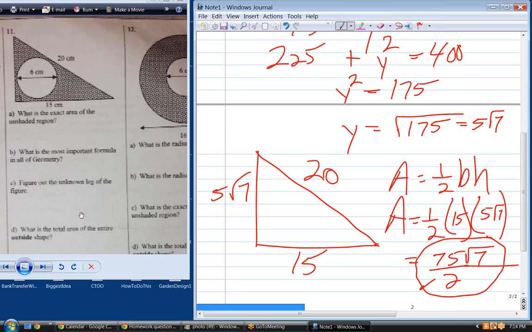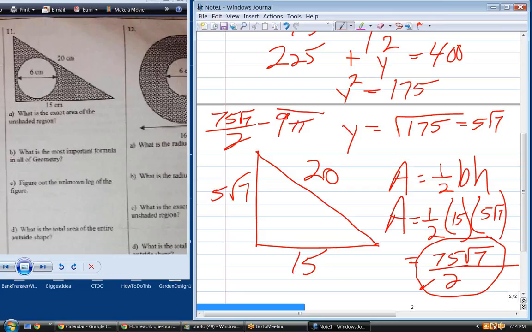So where's the question? Is there another question below this that says what's the area of the shaded region? It says, what is the exact shaded area? And your answer should involve subtraction. Okay, so what is it? So, let's see here. So it would be 75 root 7 divided by 2 minus 9 pi.